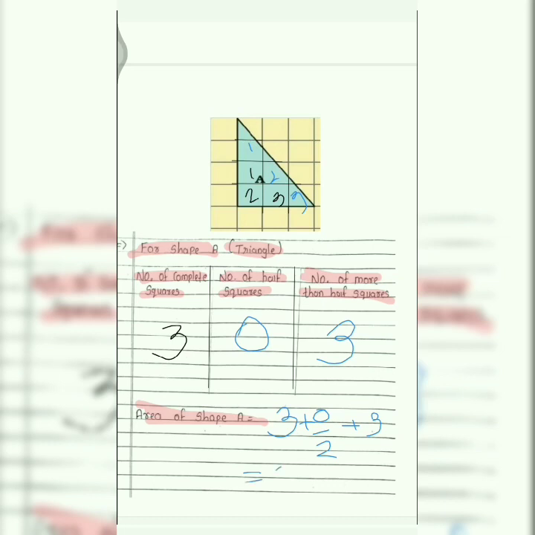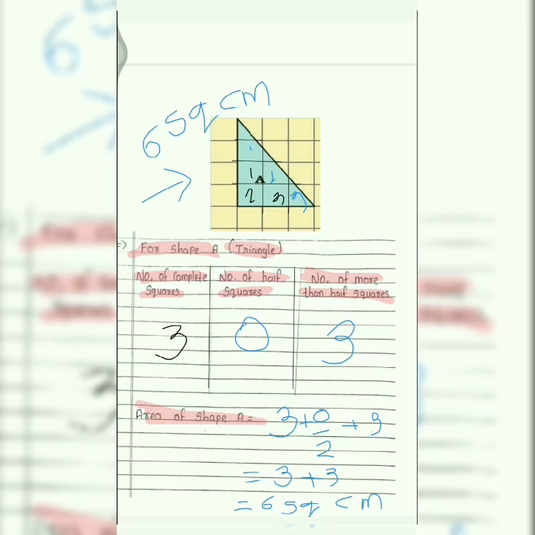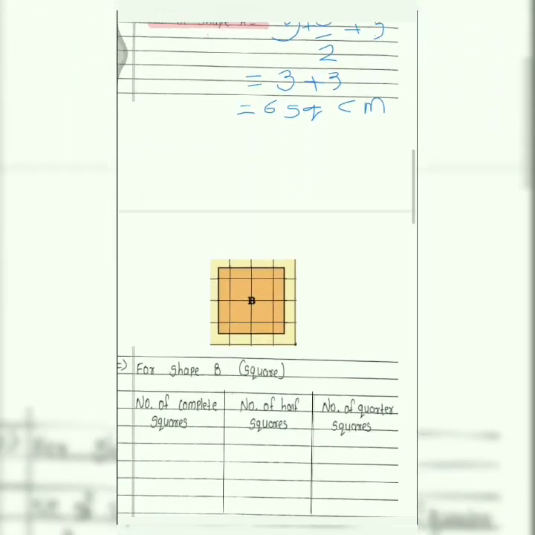Okay, it is equal to 3 plus 0 divided by 2. 0 plus 3 is equal to 6 square centimeter. Getting it or not? So the area of shape A is 6 square centimeter. Getting it or not? Okay, now we are going for the second one, B shape. Pay attention here.